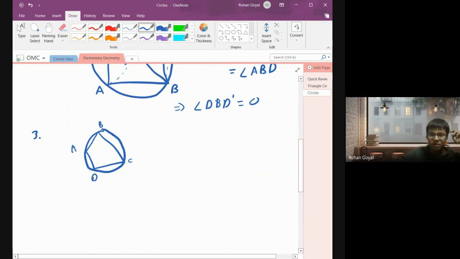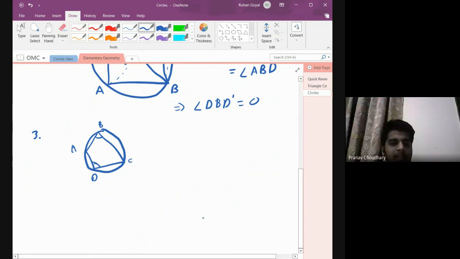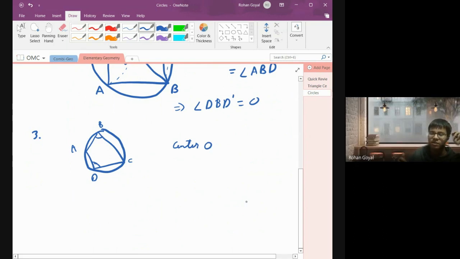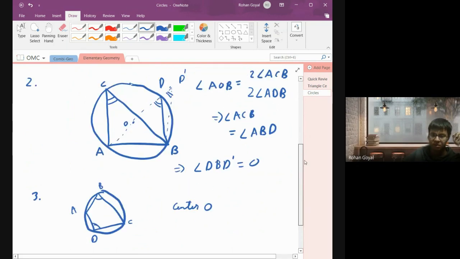Okay. So these sum to 180 if and only if ABCD is cyclic. Proof, anybody? Okay, so consider the center O again. Wait, what do we have to prove? If their sum is 180, they are cyclic, right? Either way, do it. It will be the same thing because you proved it earlier in this result.